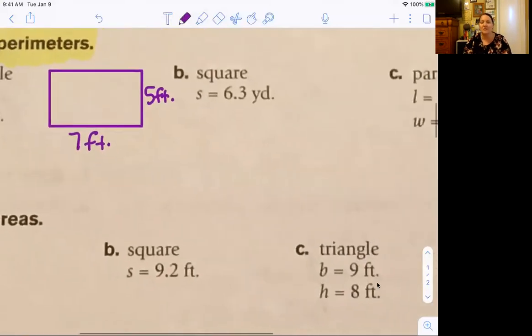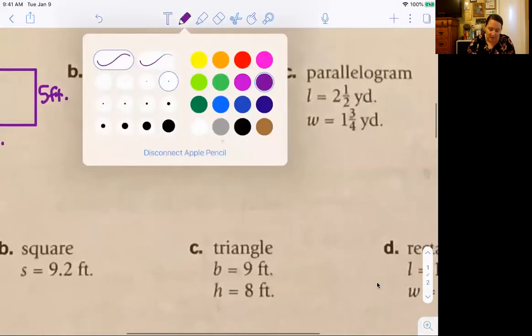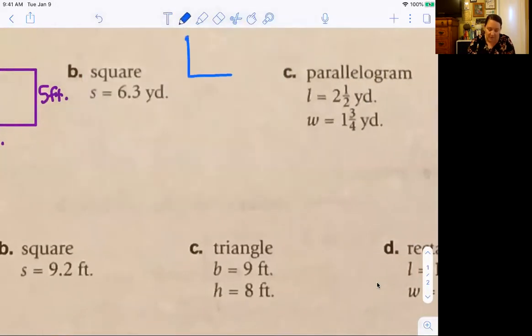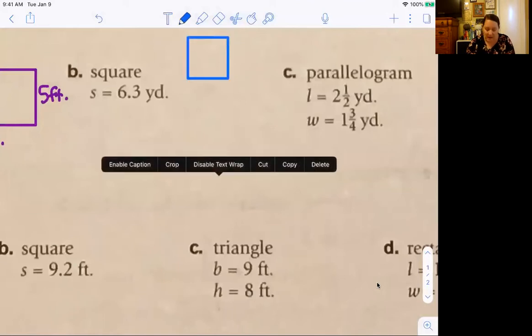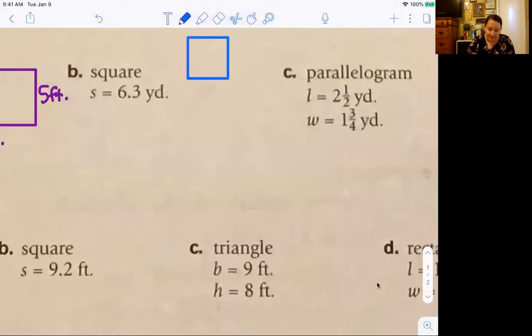Okay, let's move on to B, which is a square. So the first thing I'm going to do is draw a square. Okay, so here's my square, and my side is 6.3 yards. Okay, so what is the formula for the perimeter of a square? Remember, perimeter just means distance around. Good. Perimeter equals 4S, or 4 times one side, because all of the sides are the same length.